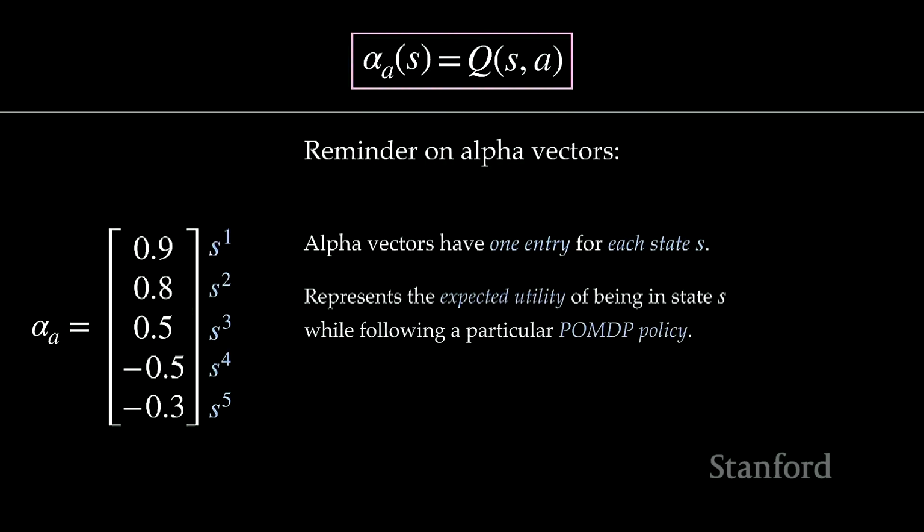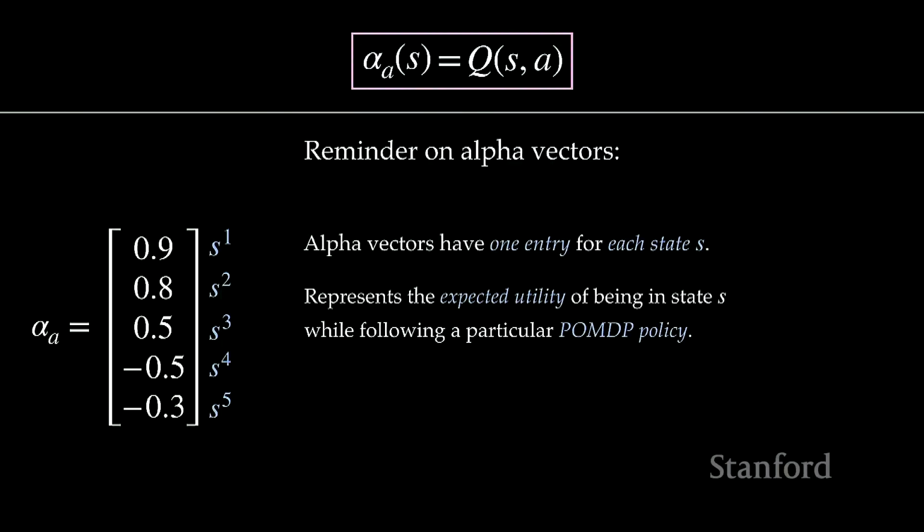And what you want to keep in mind here is that basically each of these entries represents the expected utility of if we were actually in this state, so if we were actually in state S1 and we executed our POMDP policy. When we're actually executing the policy, we don't know what state we're in. But if we were in this state, this is the expected utility that we would have gotten for all future utilities.